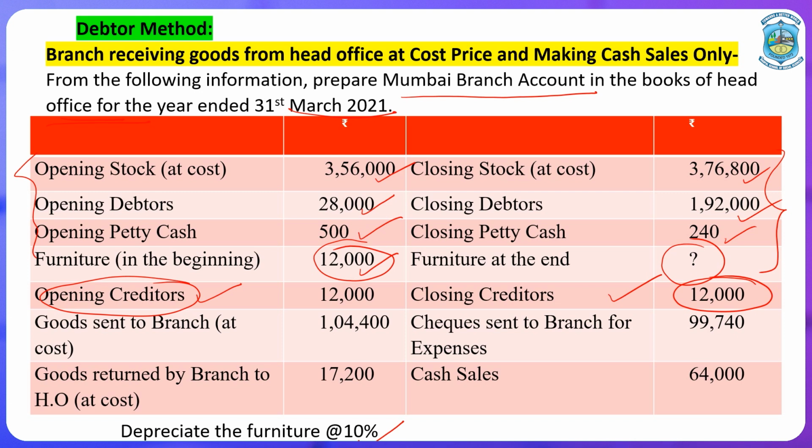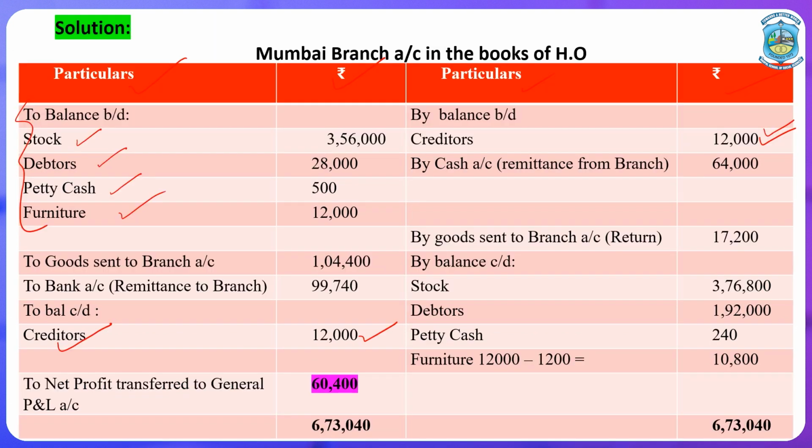So the cost price or opening balance is 12,000 and you have to depreciate furniture by 10%, that is 12,000's 10% is 1,200 rupees. So the closing balance or the written down value will be 12,000 minus 1,200, that is 10,800 rupees. So you have calculated the closing balance of the furniture. For all the rest of the assets, the closing balance was given to us and that particular balance we have written as it is.